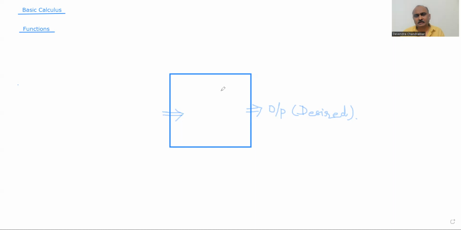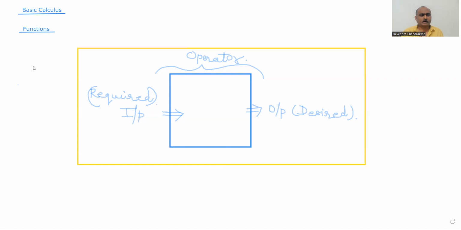Then for this desired output, obviously you need a required input. You need an input which is always required. Without input, there is no output, right? All of you, did it make sense? Yes, sir. So there is a required input. Input is required. Output is desired. And then there is an operator in between which operates on your input to give us the desired output, right? So this is an operator. Now all these three taken together is a function. This is a function.